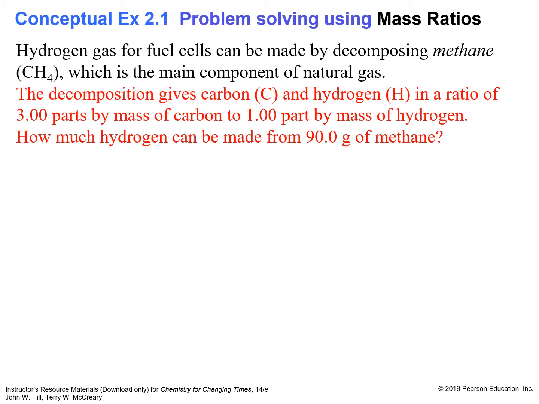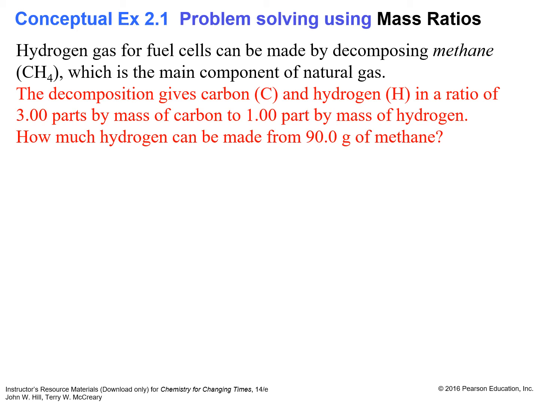So let's look at a problem solving strategy using mass ratios. Here's a problem which says hydrogen gas for fuel cells can be made by decomposing methane, which is CH4, and is the main component of natural gas. This is a general statement. The main part of the problem says the decomposition gives carbon and hydrogen in the ratio of 3 parts by mass of carbon to 1 part by mass of hydrogen. This is the important thing because we are talking about mass ratios. And what it wants us to solve is how much hydrogen can be made from 90 grams of methane. So here's a problem where we will apply the mass ratio.